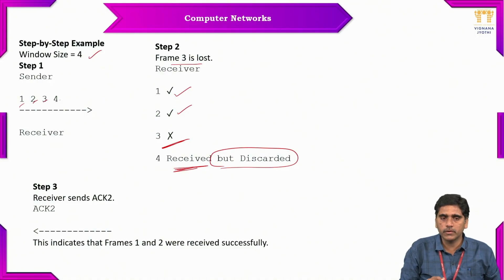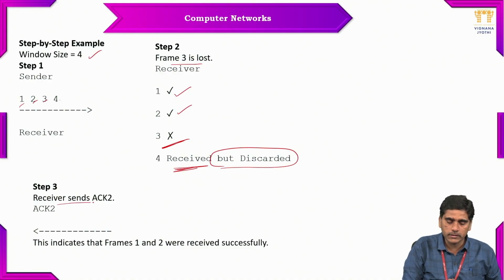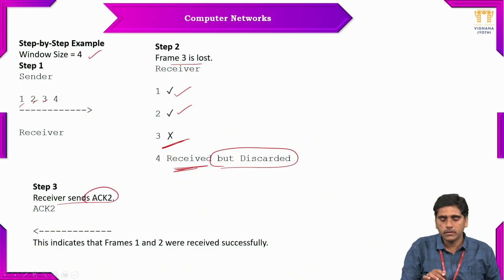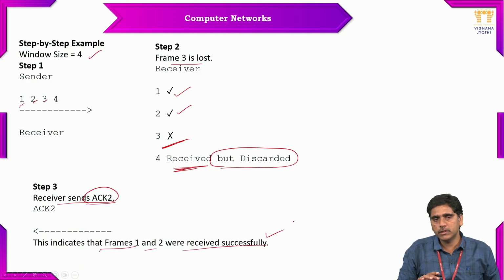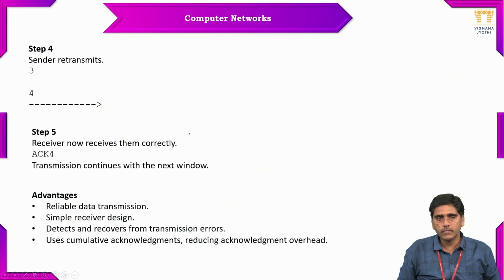So now frame 3 and frame 4 are discarded. The receiver sends an acknowledgement that frame 1 and frame 2 are received. That ACK 2 indicates what? Frame 1 and frame 2 were received successfully. Only these two frames are received successfully, and frame 4 is received but not successfully, because of the loss of frame 3. Right. So this indicates that frame 1 and frame 2 were received successfully.